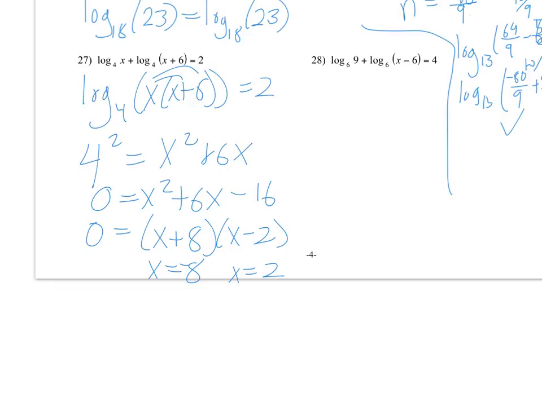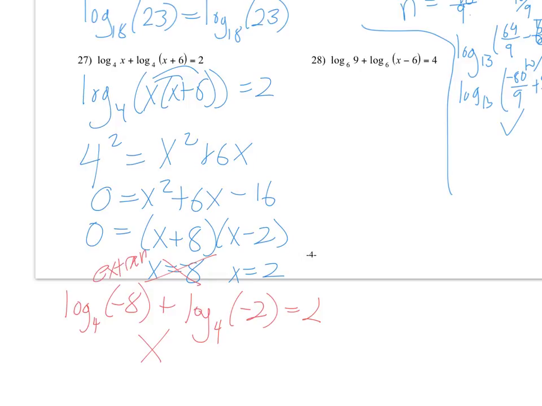Checking these. Log base 4 of negative 8, already a problem, plus log base 4 of negative 2 equals 2. That's not true. If I plug 2 in, we get things that do work out. So x equals negative 8 is extraneous, and x equals 2 is our answer.